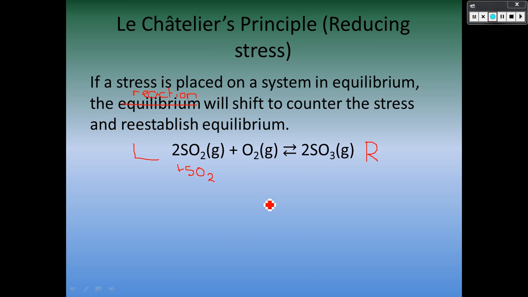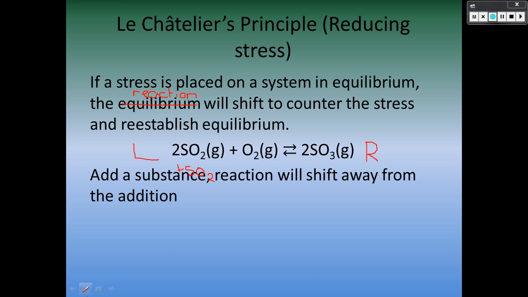So what we say here is, and let me kind of erase this so that you can see better, if you add a substance to either the left side or the right side, the reaction is going to shift away from the addition. So if we add some SO2, we're going to get the reaction shifting to the right.